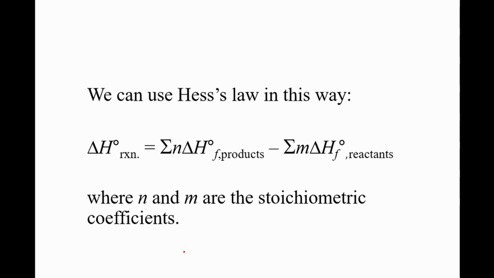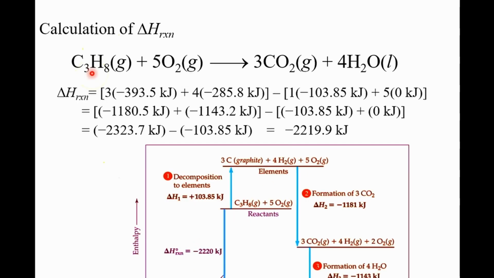So the take-home message of all that is we can calculate a heat of reaction if we sum up the heats of formation of all the products and minus summing up all the heats of formation of the reactants. And these numbers here are the stoichiometric coefficients in the balanced chemical equation. So this looks a little messy. I just realized I got way too much information on this slide. But we'll look at an example here in a second.